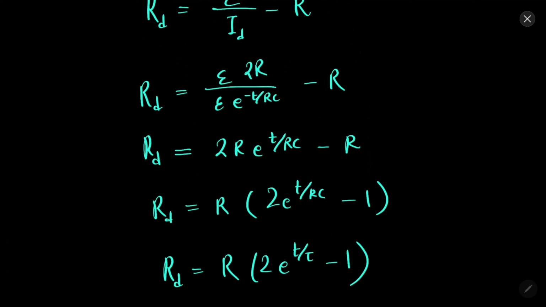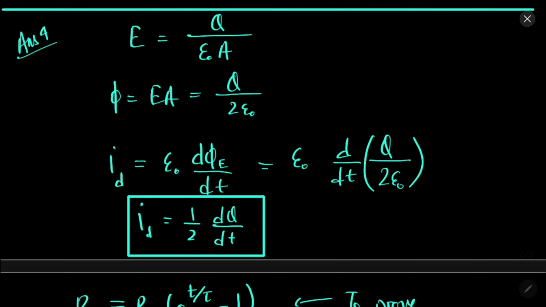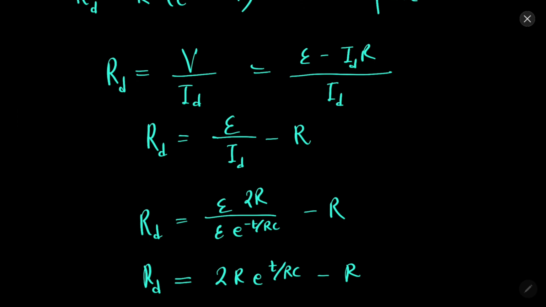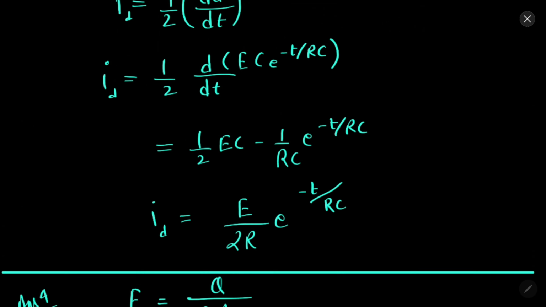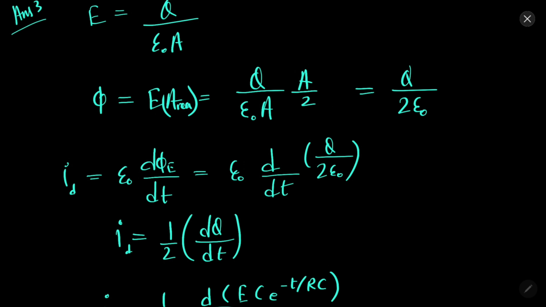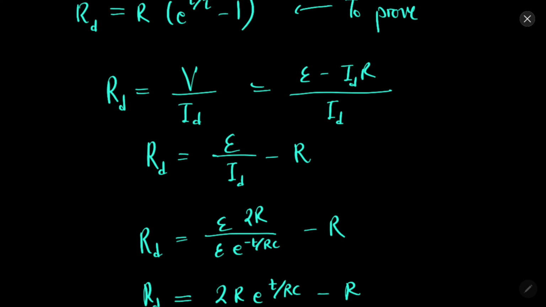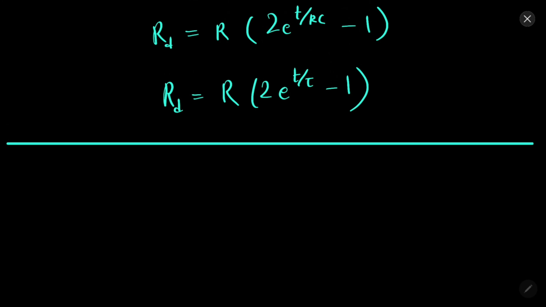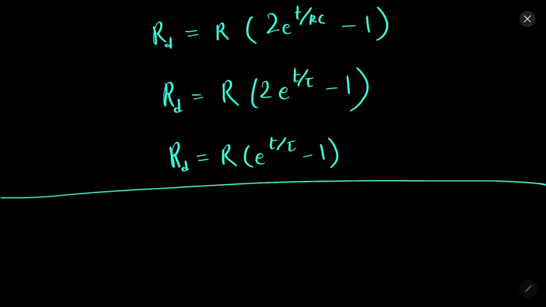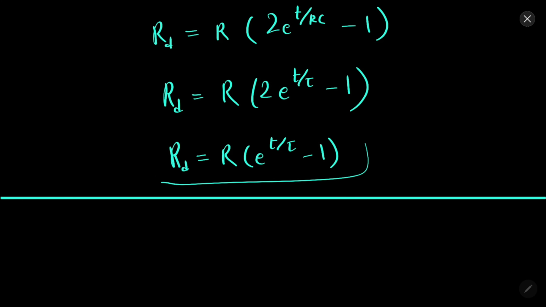Now this 2 depends on the choice of area. If we do not have this factor of 2 here, we would have the resistance Rd equal to R times e to the power t over tau minus 1. So ultimately the resistance will depend on the choice of the area.